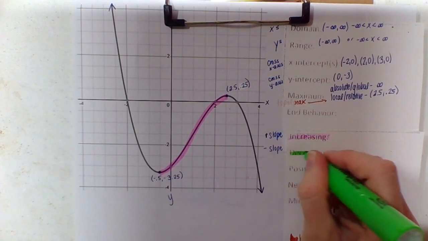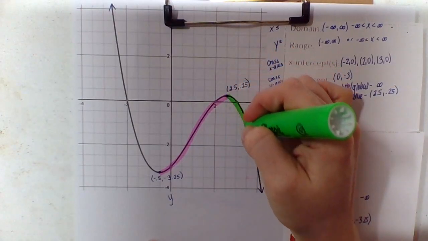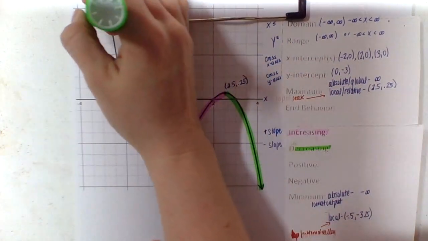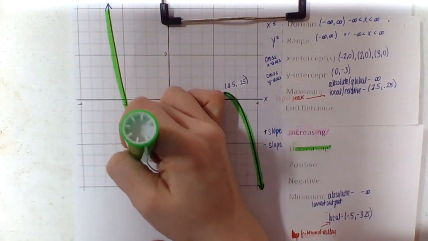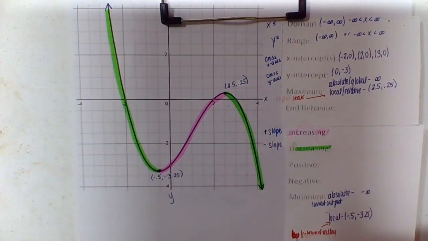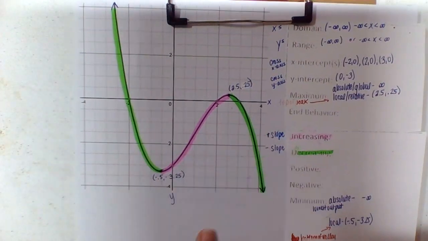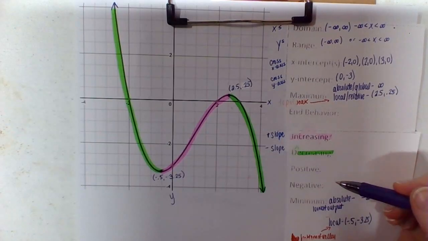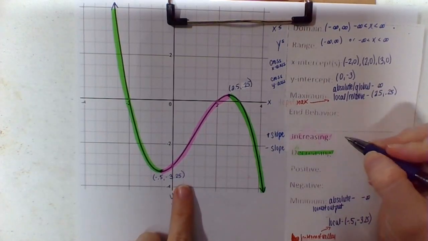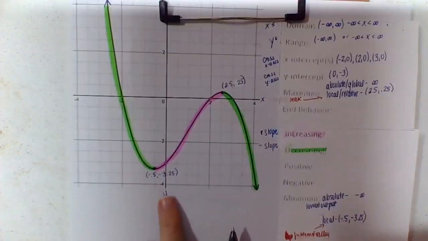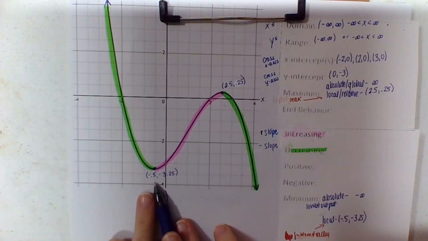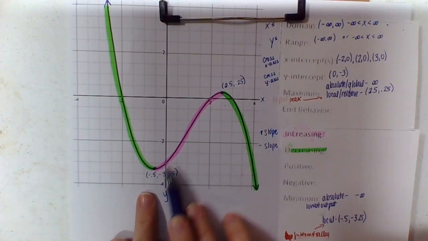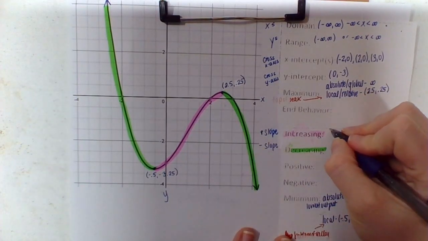Everywhere that is decreasing is everywhere that I am going downhill. So we have 3 different areas. We need to separate those into the increasing and decreasing. So for increasing, I am increasing between negative 0.5 and 2.5.